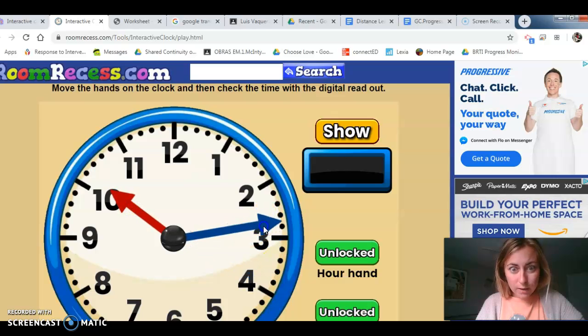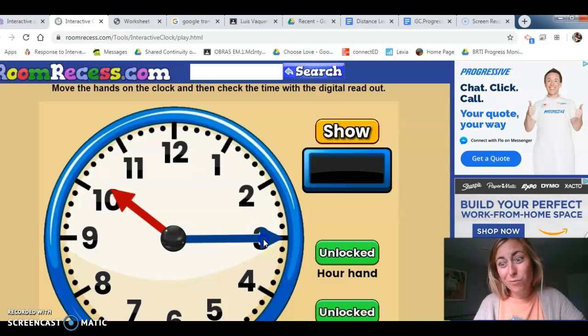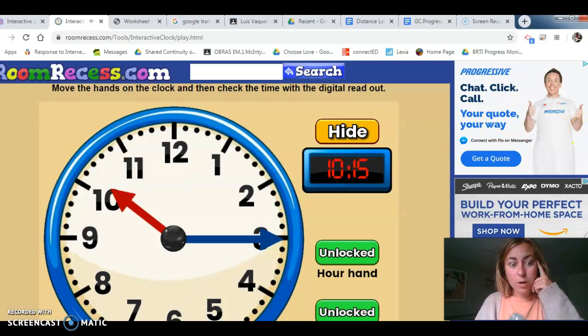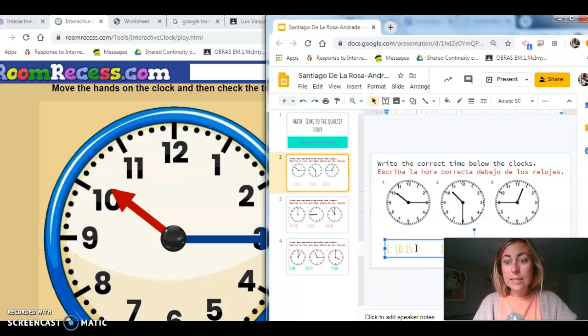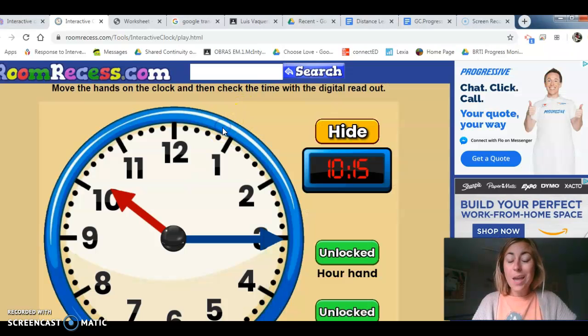And it's kind of tricky. I have to move my minute hand. I should have moved my minute hand and not my hour hand. That would have helped me a lot. So I think in my brain that that's 10:15. I can check my work by pressing show, and I was correct. Then I would go back to my other work, and I would type in, just like Santiago already did, 10:15. And then you've got it. Now, this might be a little tricky because you're counting each of the notches, but I know you can do it, and I really believe in you.